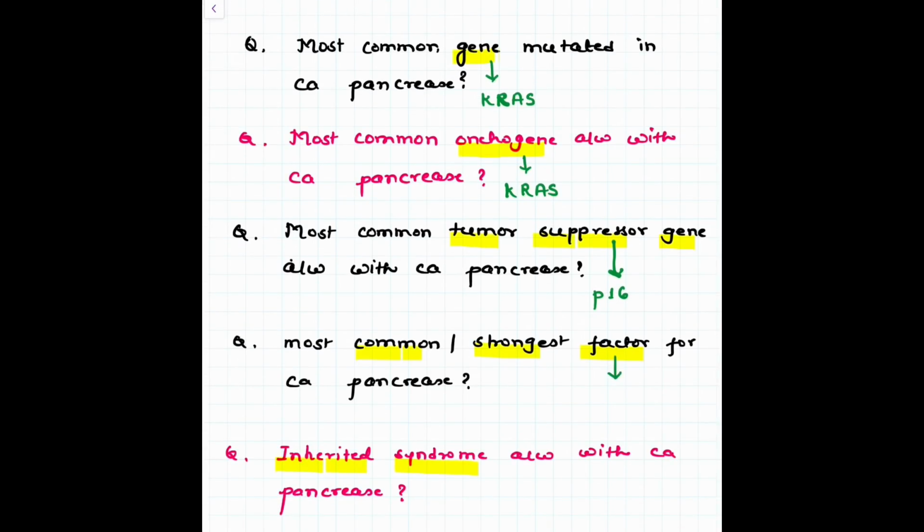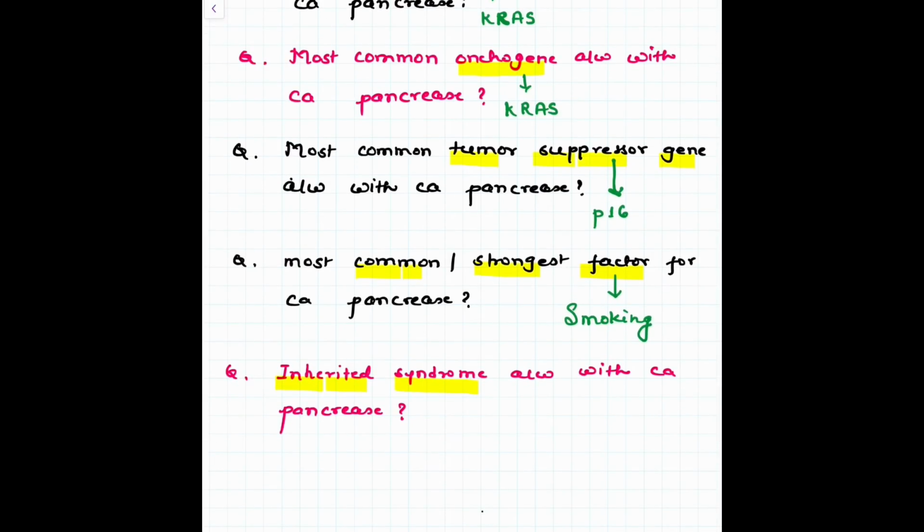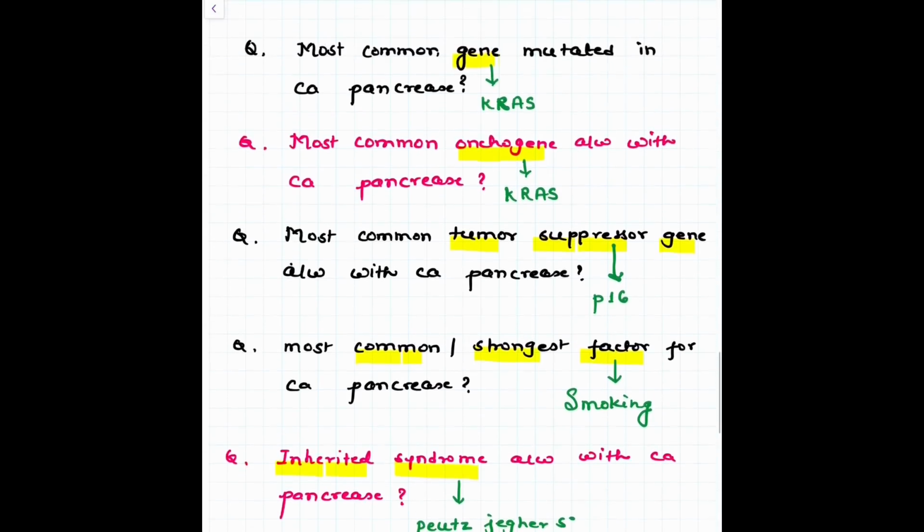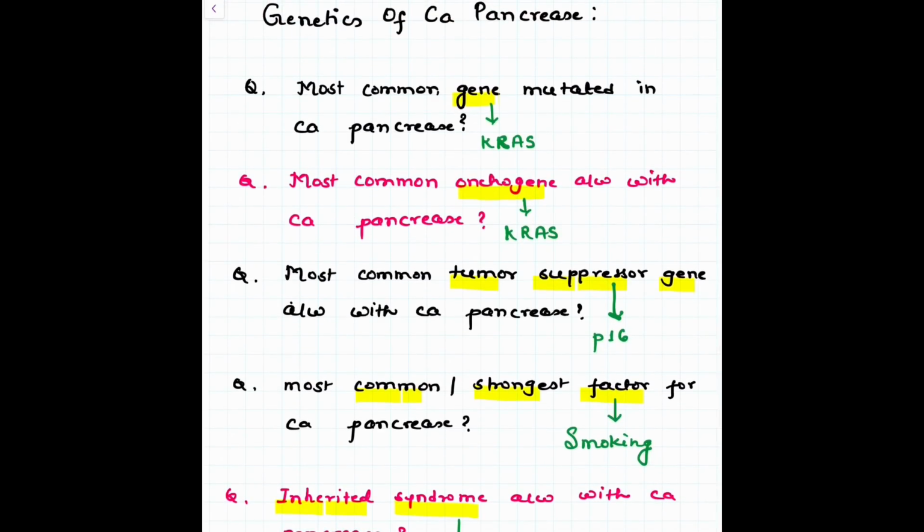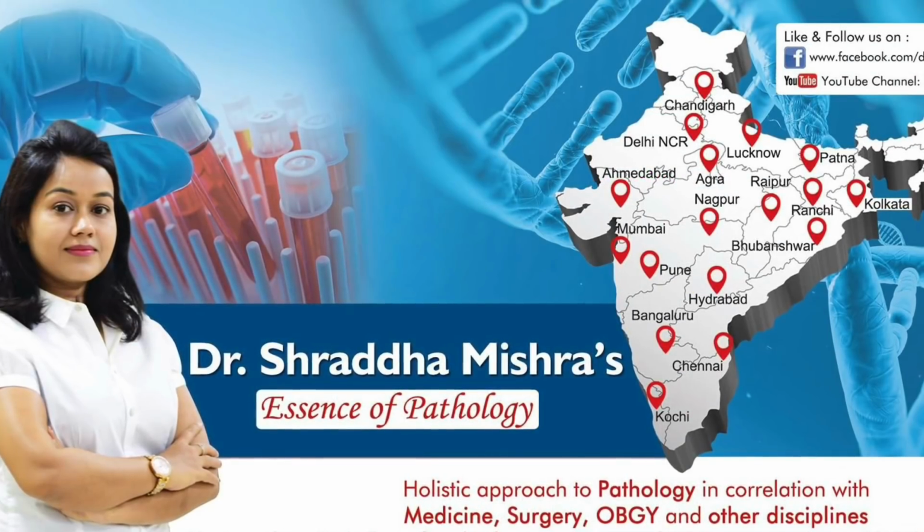Most common or strongest factor, gene is out now. So smoking, yes. The strongest factor is smoking. Inherited syndrome: there are lots of inherited syndromes, but I would like you to remember at least one, that is Peutz-Jeghers syndrome. Peutz-Jeghers syndrome has the highest association with CA pancreas. So that will be the take home message, and if you can, please remember all of those GI malignancies and mutations.